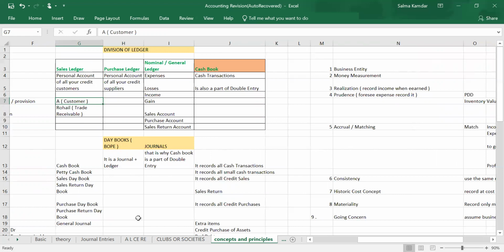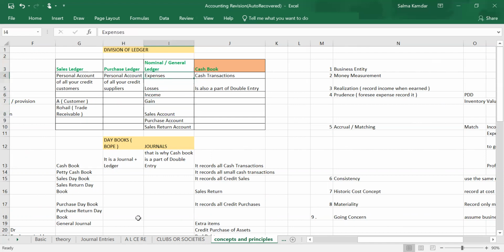Sales account. Wait, let me think. Sales. A sales account will come in which ledger? Sales ledger? No, the sales account will come in the nominal ledger. Nominal ledger. Very good.